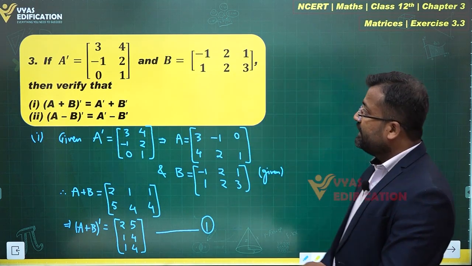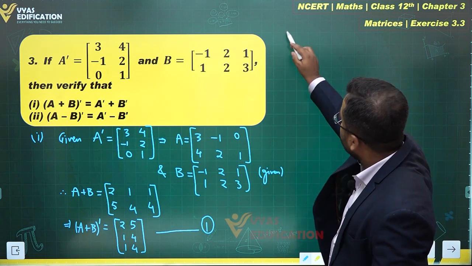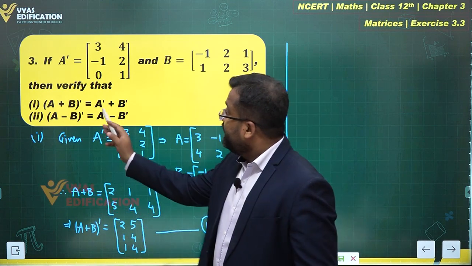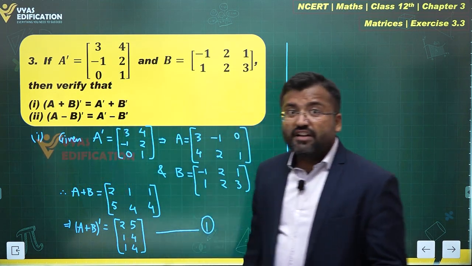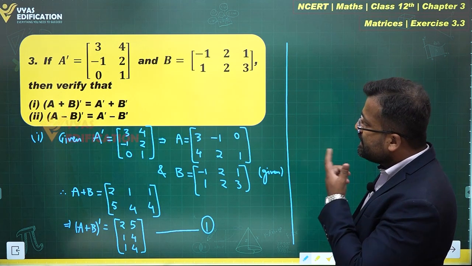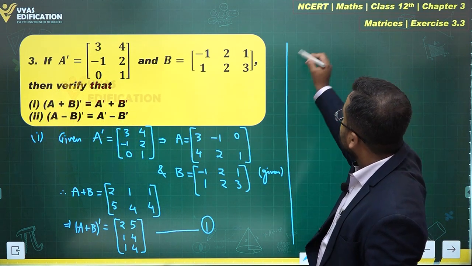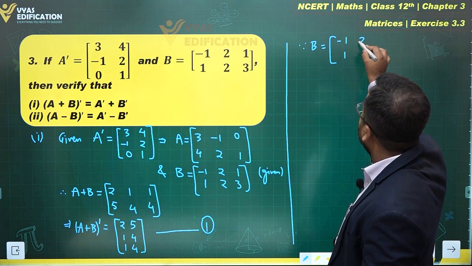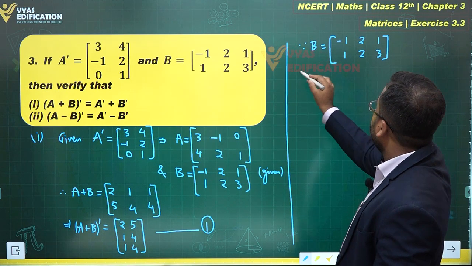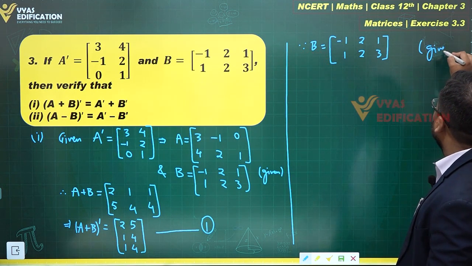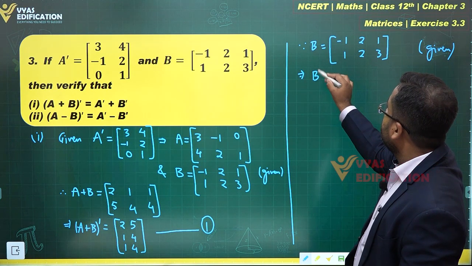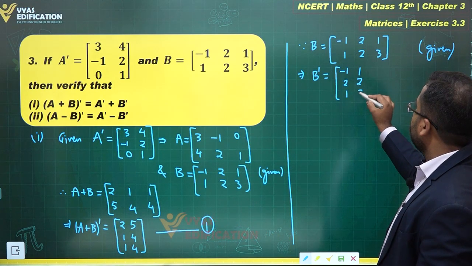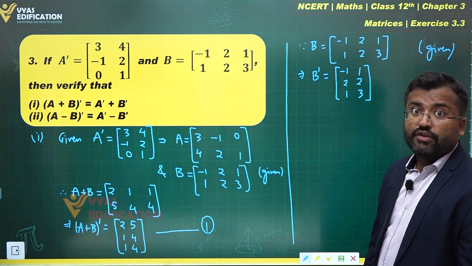Next, let us talk about the terms in the RHS. Now, what we have in the RHS is A prime and B prime. A transpose is already given to us. Let's find B transpose first of all. Since B is given, what is B? Minus 1, 1, 2, 2, 1, 3. This is given. Implies B transpose is equal to minus 1, 2, 1, where the first row becomes the first column and the second row becomes the second column. B transpose is equal to this.